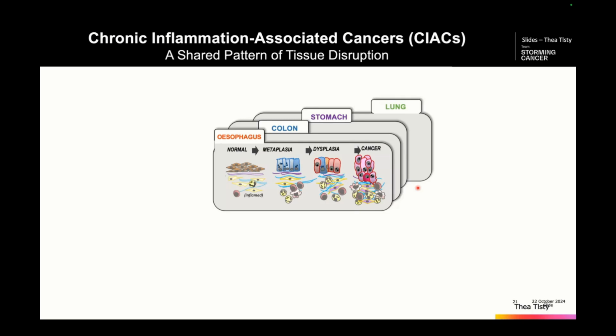Here we were funded by a Cancer Research UK Grand Challenge Award to understand this general concept of chronically inflamed tissues and how they generate cancer. This happens in the esophagus, lungs, colon, and stomach. Similar processes happen where you start with a normal epithelium, but then you have some sort of chronic inflammation. Then the epithelium adapts and changes its type, which is called metaplasia.